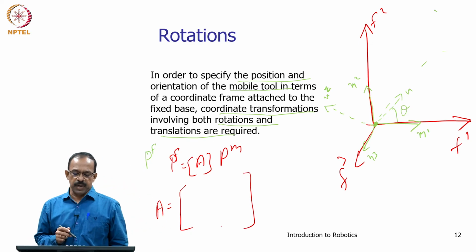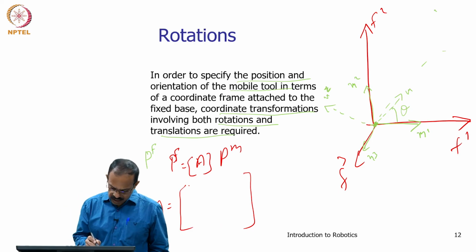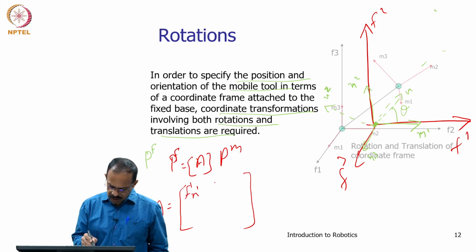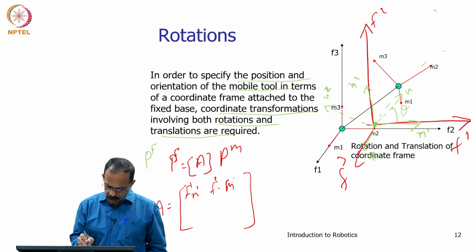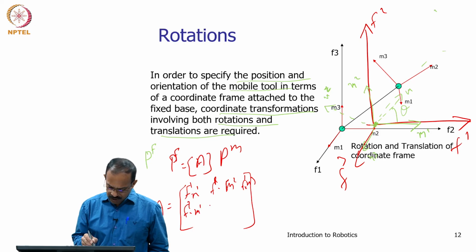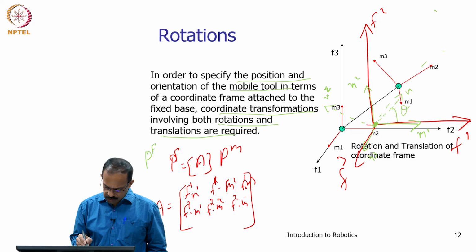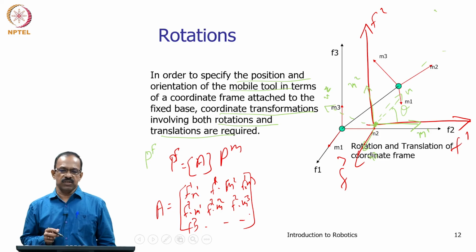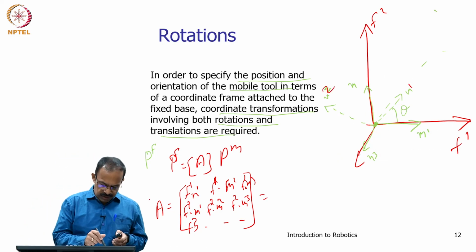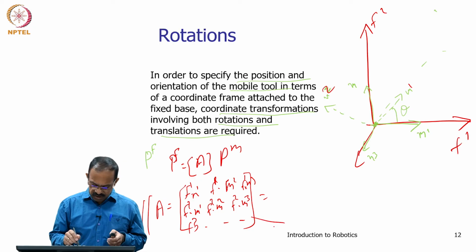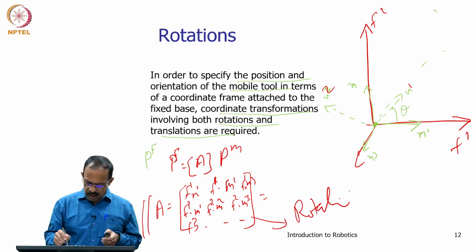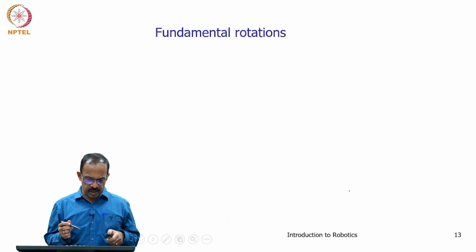We know that this rotation matrix, the transformation matrix, is defined as F1 dot M1, F1 dot M2, F1 dot M3, similarly F2 dot M1, F2 dot M2, F2 dot M3, similarly F3 also. So, this is the way this matrix is defined. If it is only rotation, then we call this a rotation matrix. So, we will look into this as a fundamental rotation.